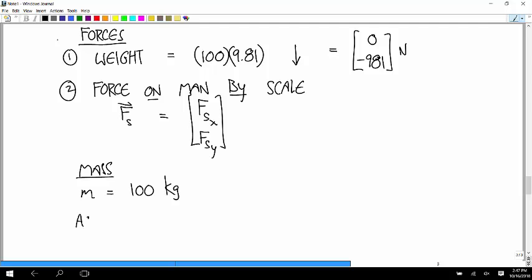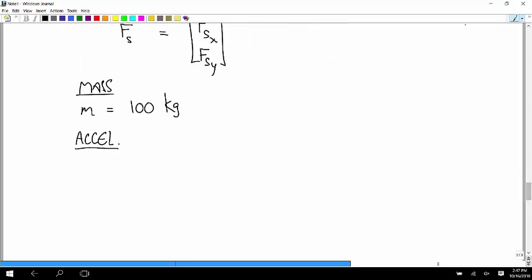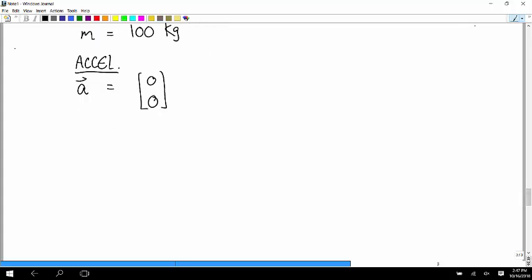And the last thing is, do we know anything about the acceleration? It's not free fall anymore. He's just standing there. He's not moving. At every instant, his velocity is 0. And if the velocity isn't changing, you can't have acceleration. So the acceleration vector is 0, 0. And so now let's put this together.